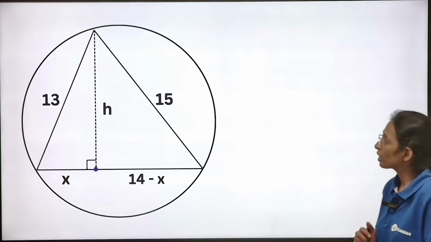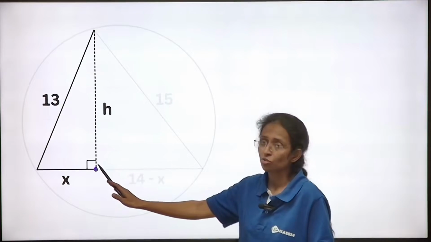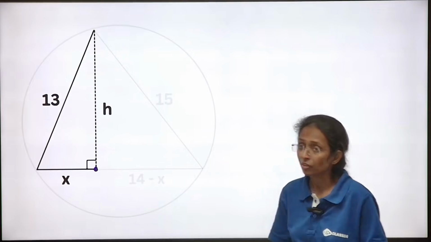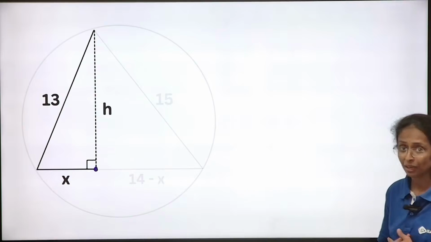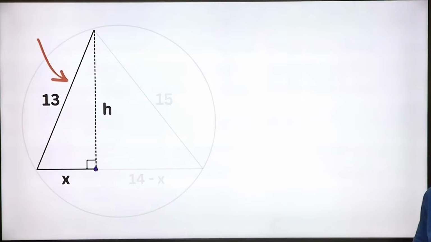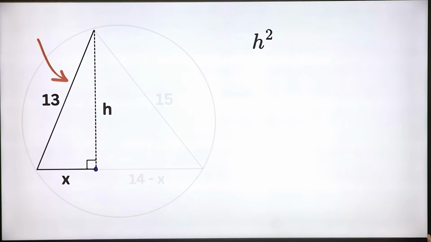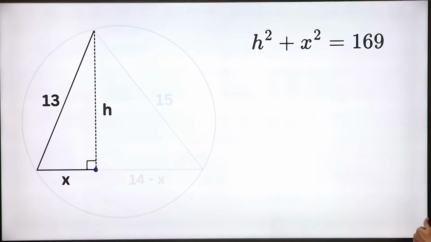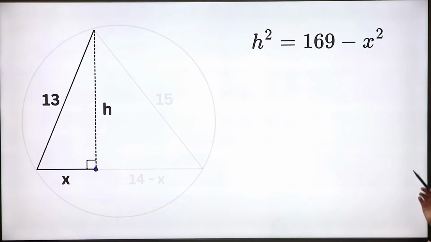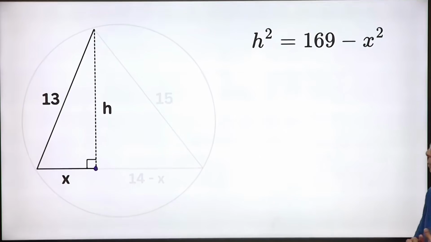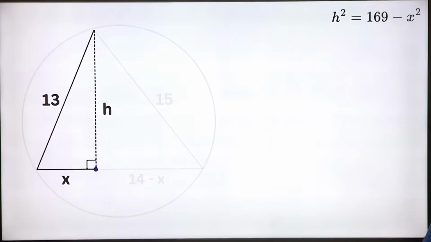Now, we are going to take this right triangle. This is a right triangle, so we can apply Pythagoras theorem. 13 is my hypotenuse. So, h square plus x square is equal to 13 square. Now, taking the x square to the right hand side, we have h square equals 169, that is 13 square minus x square.